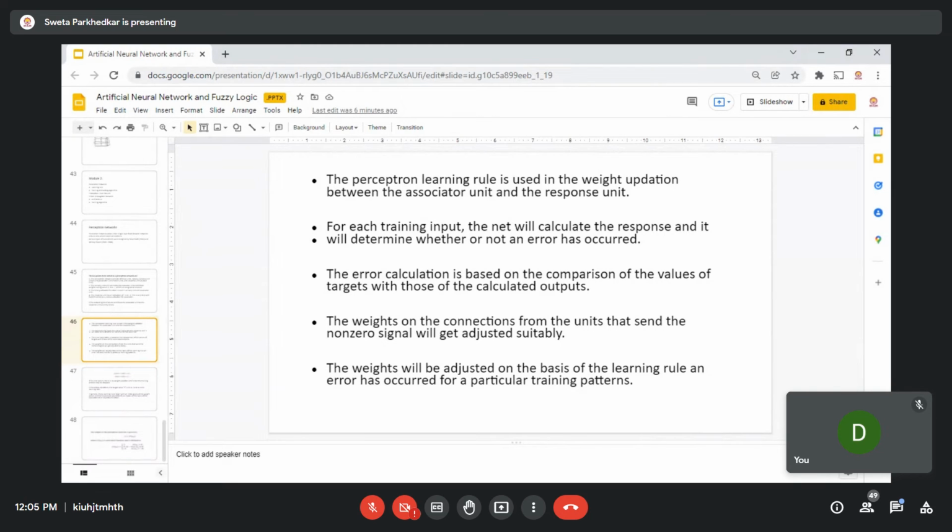So you can increase the accuracy by weight updation, or changing the network, or changing the learning rule. This is done when the perceptron learning rule is used in the weight updation between the associated unit and the response unit. Then for each training input, the net will calculate the response and it will determine whether or not an error has occurred.